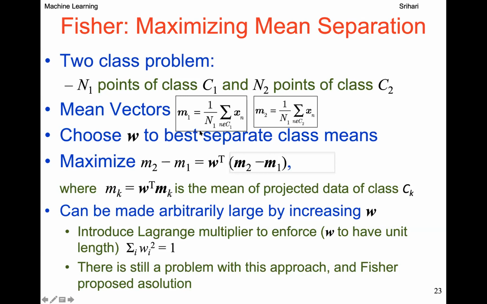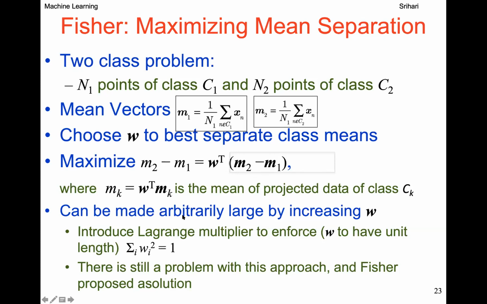And we say we want to maximize M2 minus M1. All right. So we want to separate them as well as possible in the projection space, where MK is equal to W transpose MK. So the projected points is given by this, W transpose MK. And we say we want to maximize the separation between the two points, which is nothing but W transpose M2 minus M1, right? So this is a method he came up with, saying, I would like to separate the means of the classes.